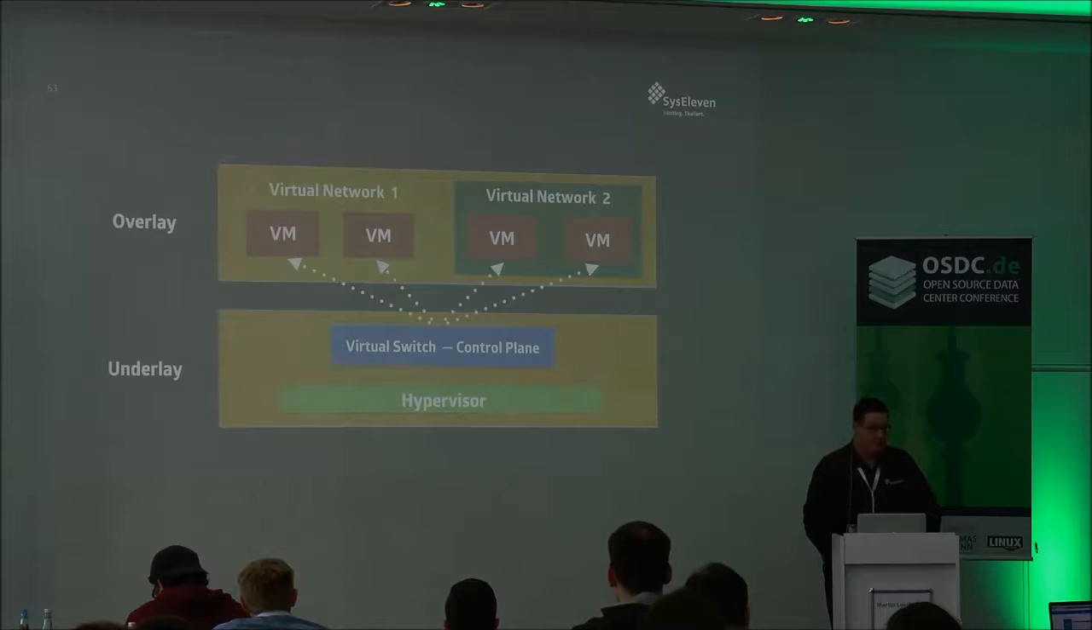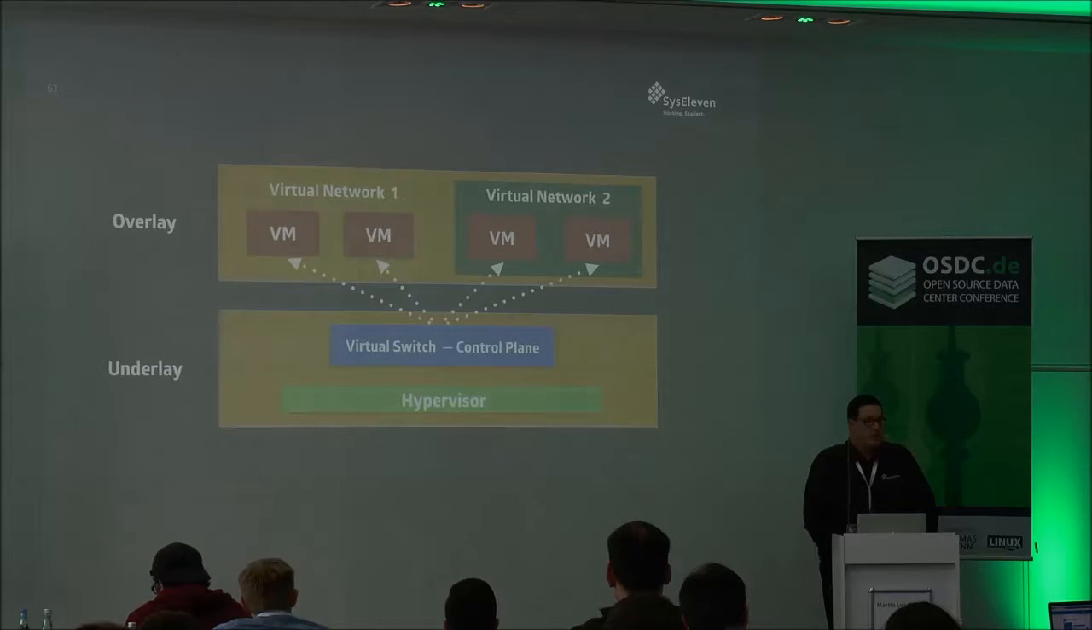In this picture, the complete orange area is one host. I have a hypervisor. In our case, it could be KVM. It could be XEN. It doesn't really make a big difference. And then I have my virtual switch. And as we already understood, the virtual switch in this case is our control plane. The big difference is that on a switch, I only have one control plane.